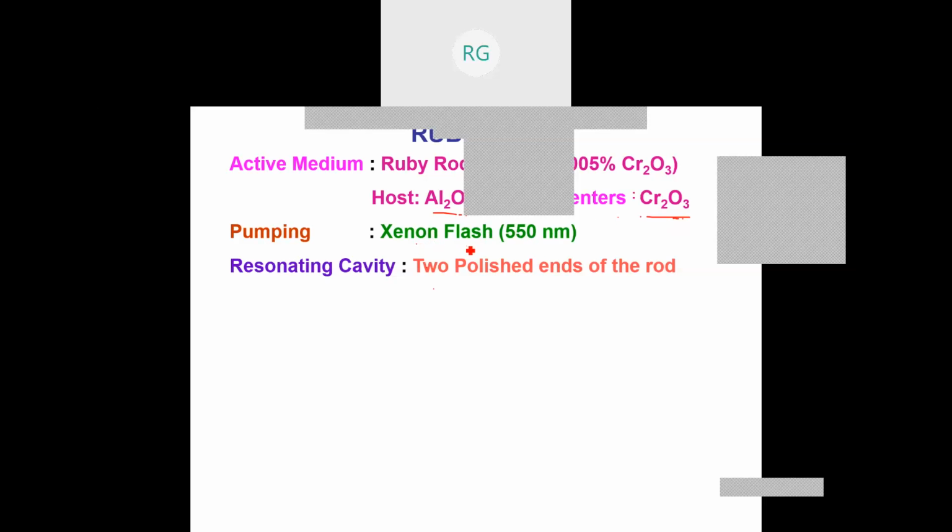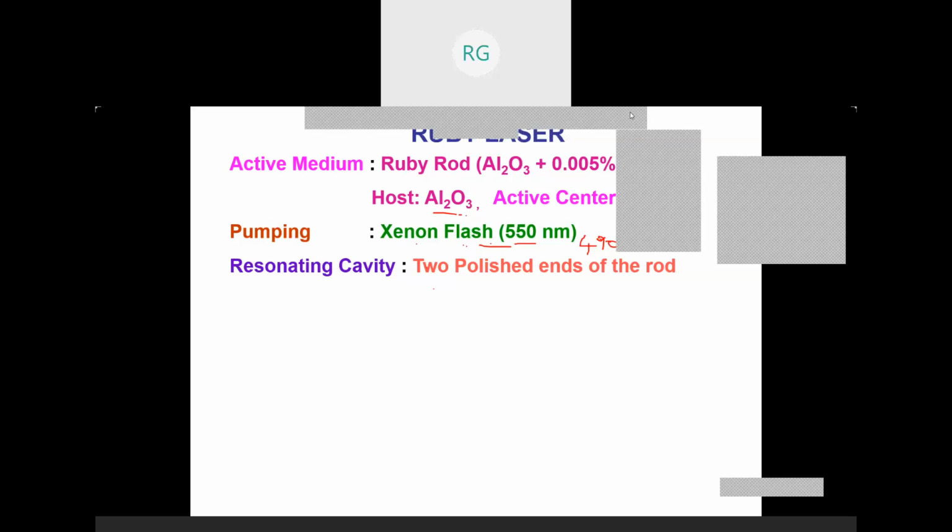Xenon flash is a flash lamp which gives you white light. Out of that white light, to get the excitation of chromium atoms from lower energy level to higher energy level, we use 550 nanometers in the white light, and also we use 490 nanometers blue color. So these two are the two important ones.